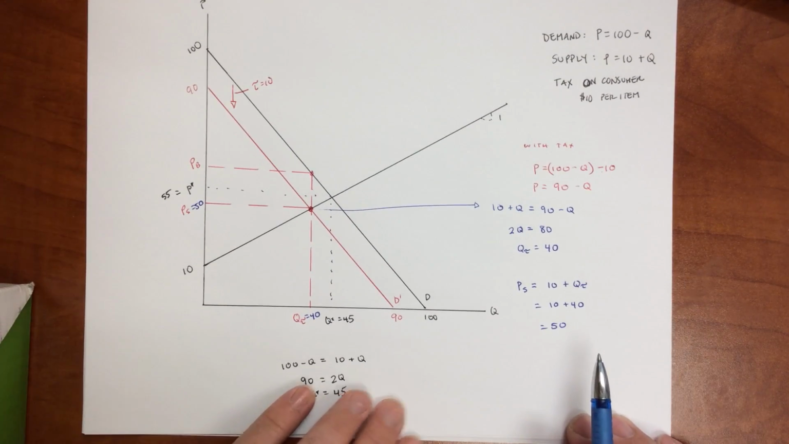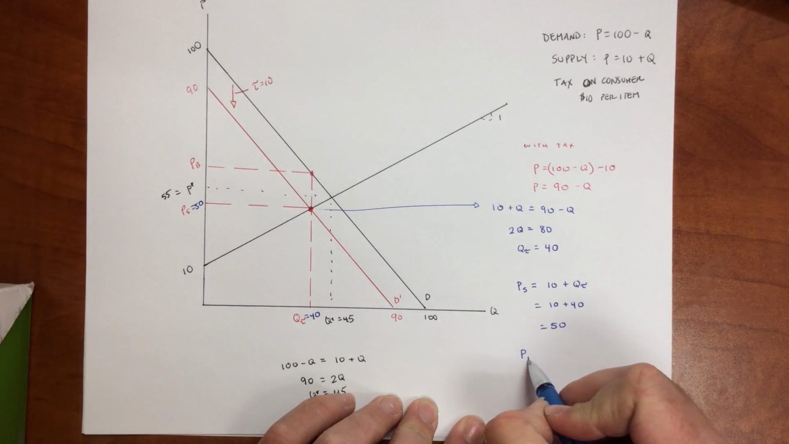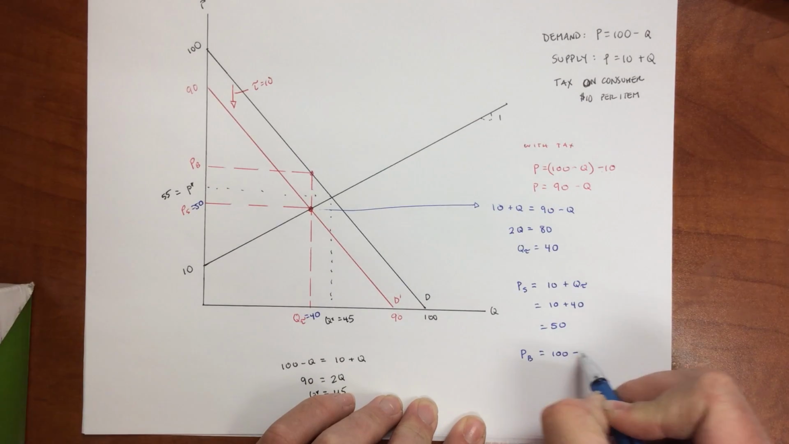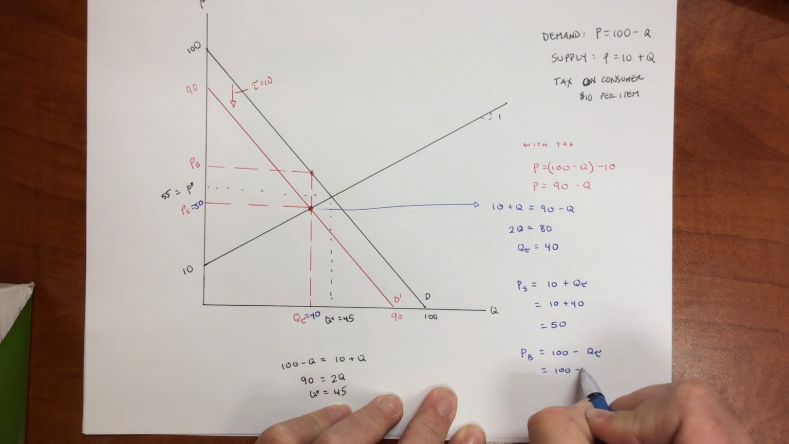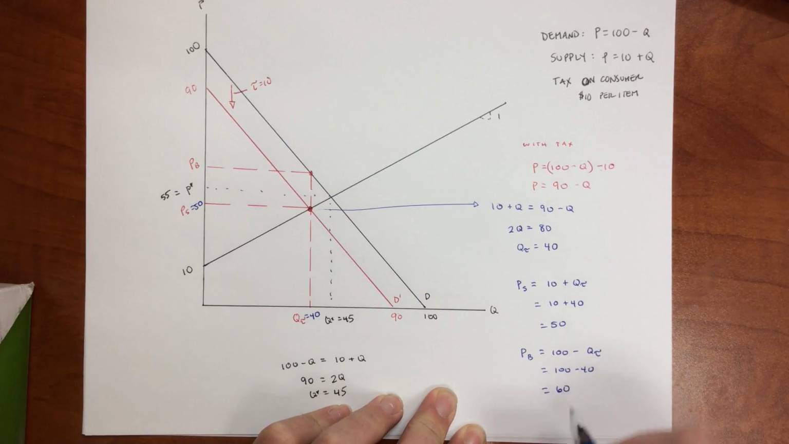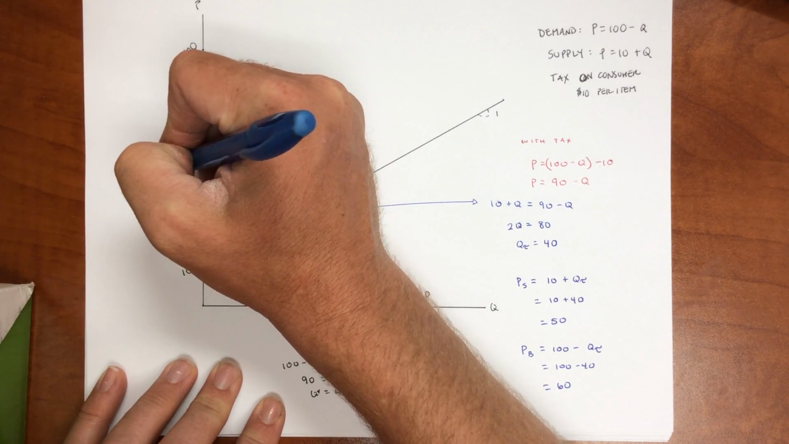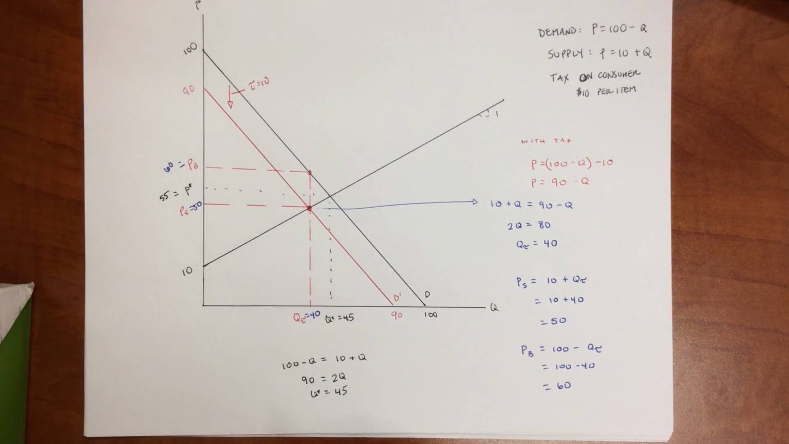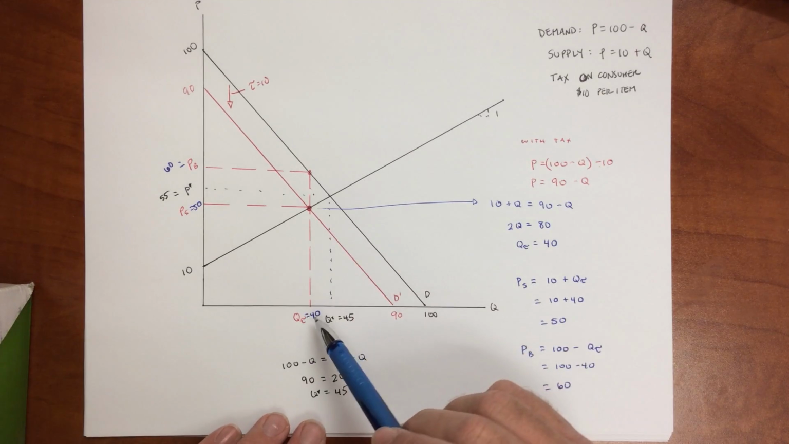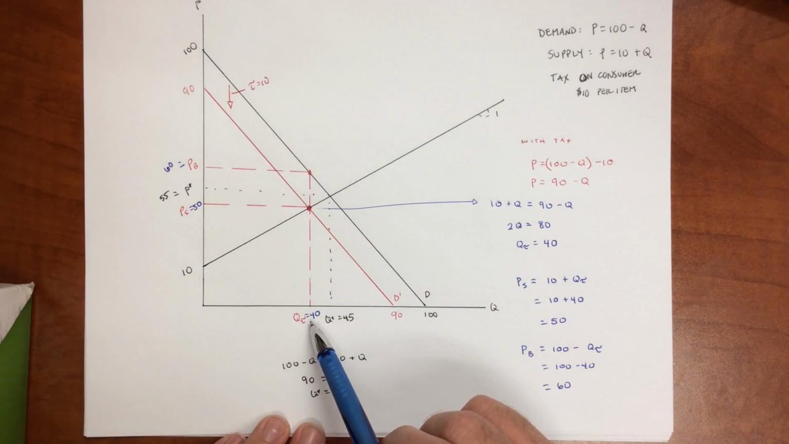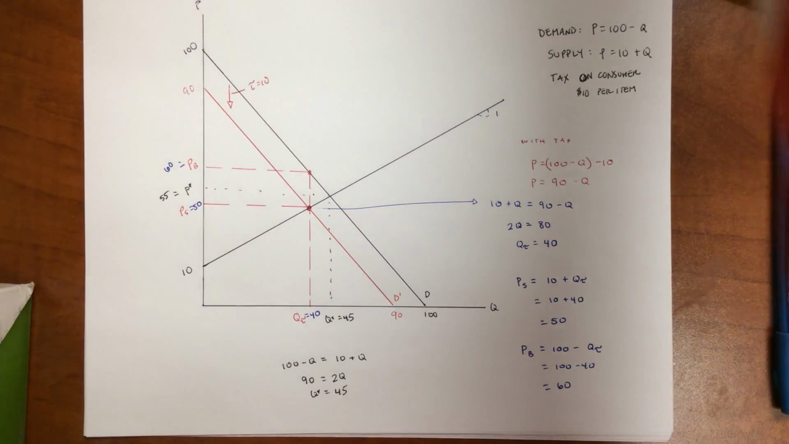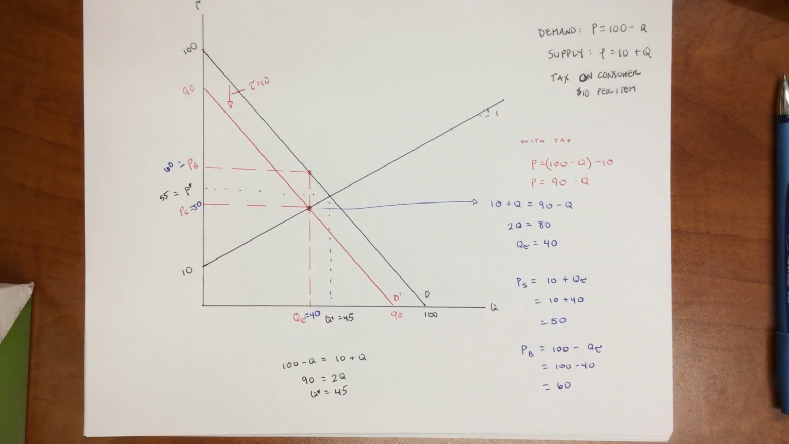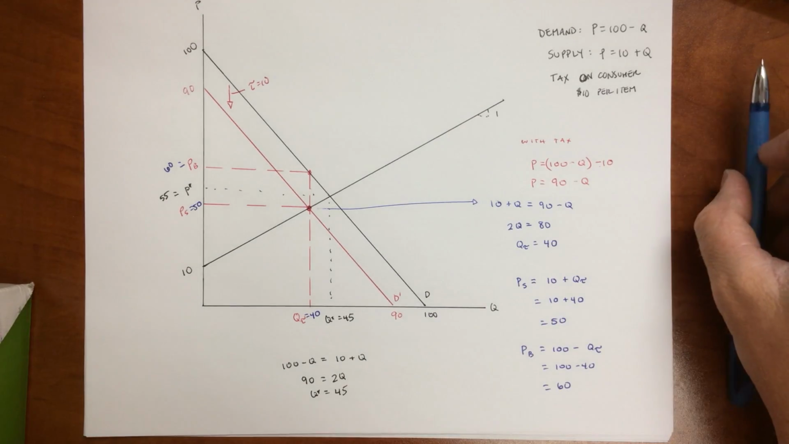But I can also show that by putting the price to the buyer is equal to 100 minus the quantity with the tax, which is 40. So it's 100 minus 40, which is 60. And so we can find that two different ways. Both ways will get you the exact same answer. So now we found the quantity with a tax, which is 40. We put that into the original supply equation, get the price the supplier receives is 50, but the price that the consumer pays is 60, and that difference in price is the size of the tax.